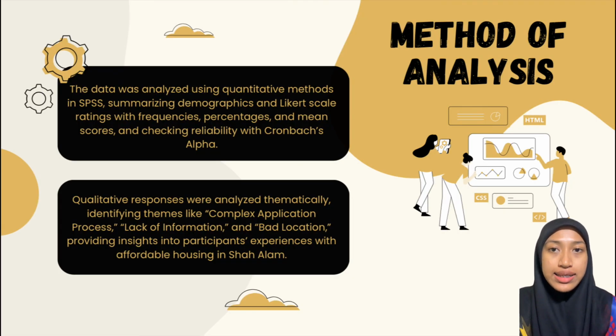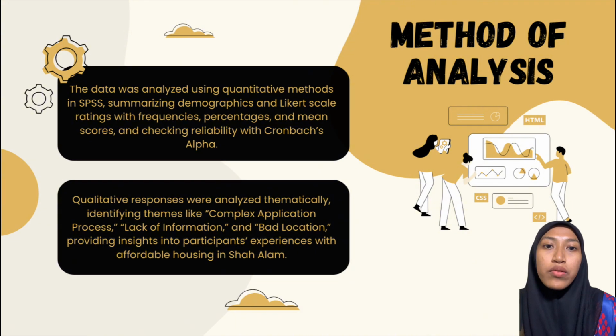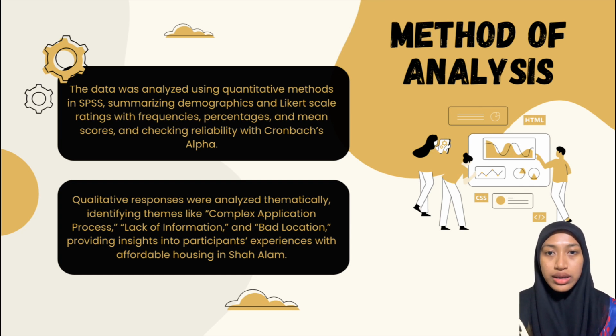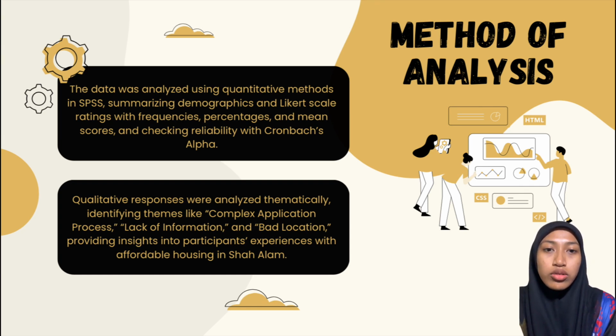Next is the method of analysis. The data was analyzed using quantitative and qualitative methods to understand the survey results. Quantitative data, including demographics and Likert scale ratings, were summarized with frequency, percentage and mean score in SPSS, with reliability checked using Cronbach's Alpha. For qualitative data, responses to open-ended questions were analyzed thematically, identifying common themes such as complex application process, lack of information and bad location. This combination of methods helps explain both the numbers and participants' experience with affordable housing in Shah Alam.